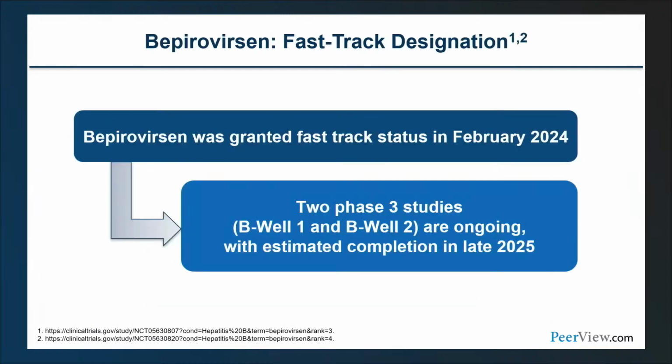Now, we're going to step back and talk about just one of these. This is not because we don't want to offer fair balance. It's because bepirovirsen, which we'll call Bepi for my own sanity, has fast-track designation as of February 2024. This is based on phase 2 trials, and there are 2 phase 3 trials that are expected to complete late next year, and so we expect to have some enthusiastic information about that next year.